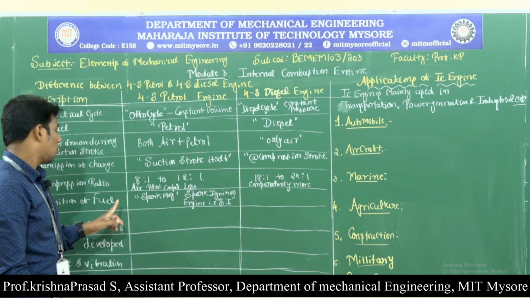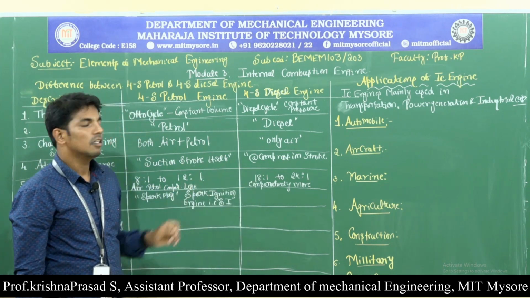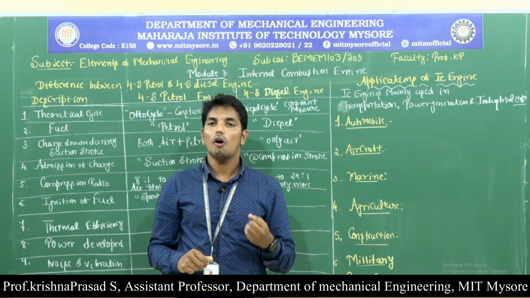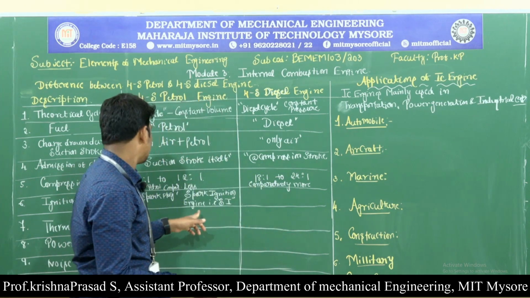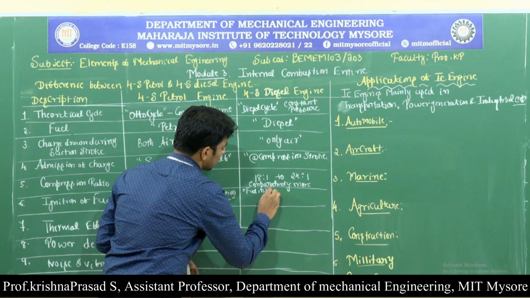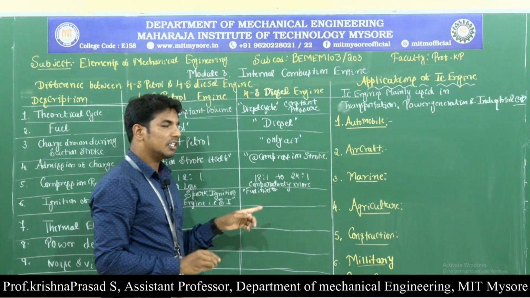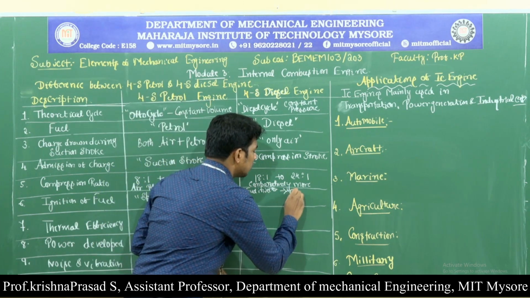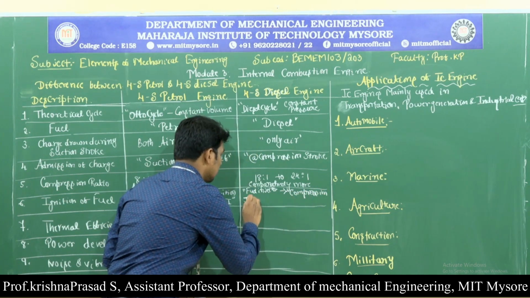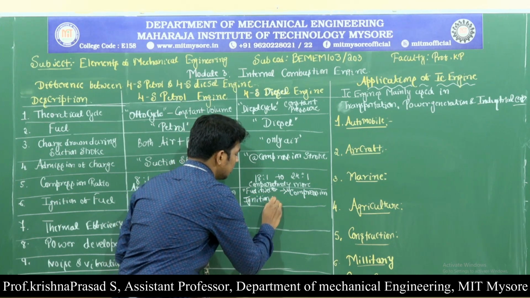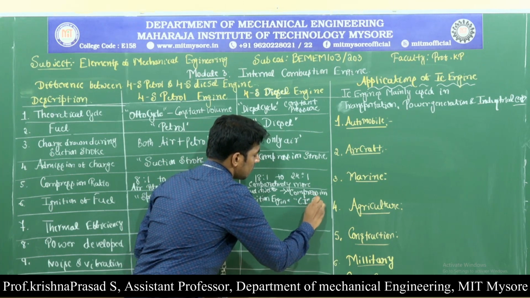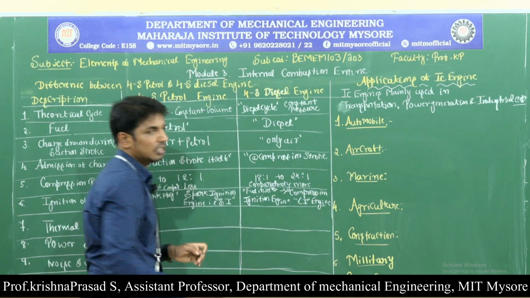Similarly, what happens to the ignition of the fuel in the diesel engine? Here the fuel is ignited when it comes in contact with the hot compressed air. The fuel is ignited with the help of a fuel injector, when the diesel is sprayed into the hot compressed air. That's why it is also called the compression ignition engine, or CI engine. Okay, this is regarding another difference.